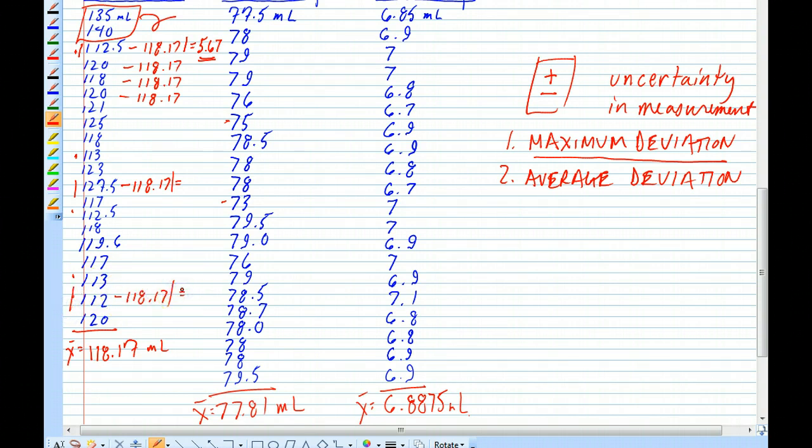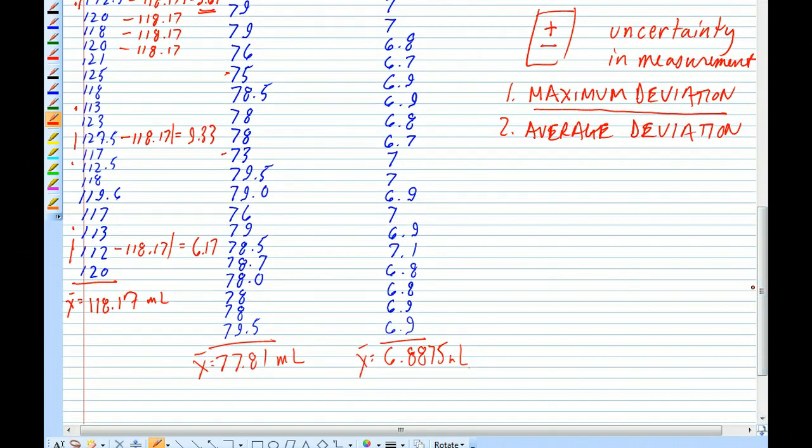Which one's the greatest? 127.5. This one is 9.33. This one is 6.17. So here's what I would write then. That's my maximum deviation. So I'm going to write 118.17 plus or minus 9.33 milliliters. Now that's pretty close, actually. That's very close to what somebody said, I think maybe Taylor, getting 120 plus or minus 10. So maybe that's not so bad of a way to express this data.